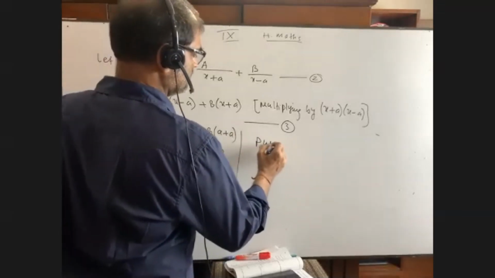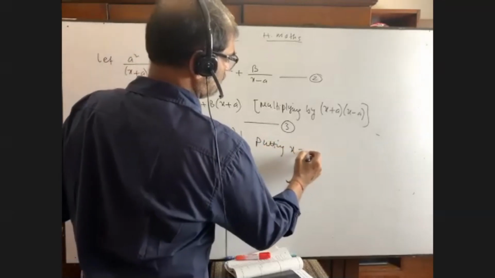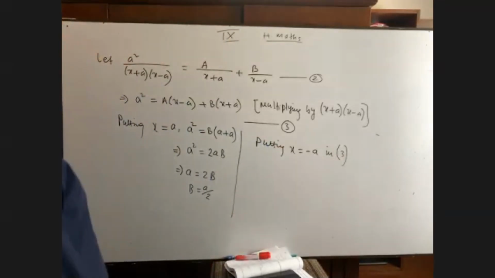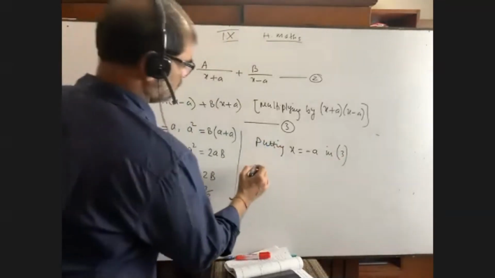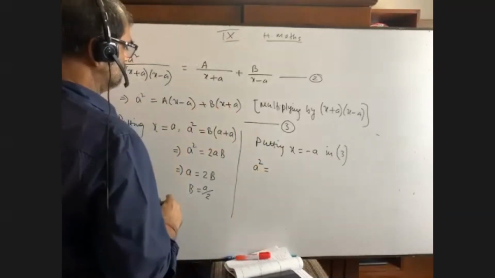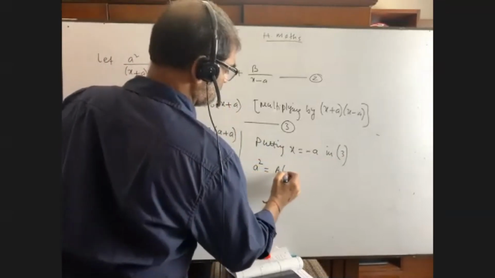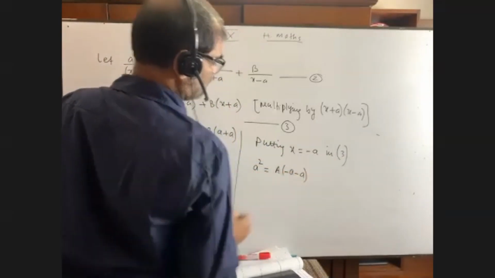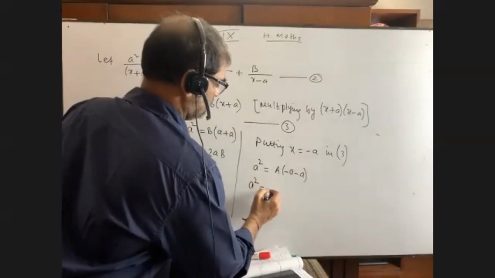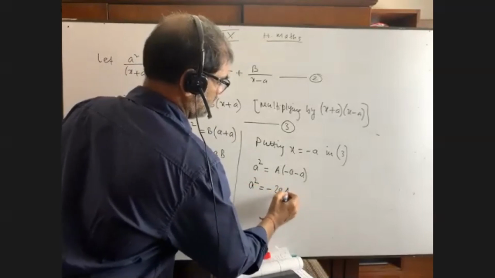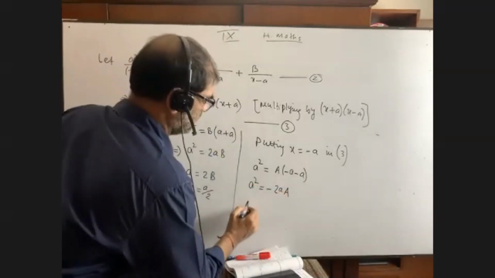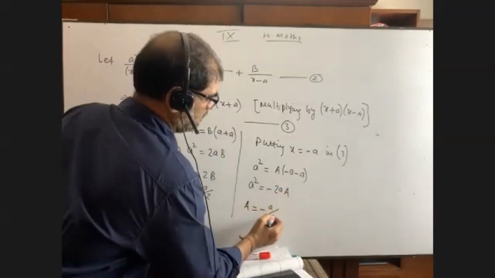Putting x equals to minus a in 3, we are getting a square equals, it will be 0, minus a minus a. From here we get a square equals minus 2ab. A will be omitted. So here a is equal to minus a by 2.